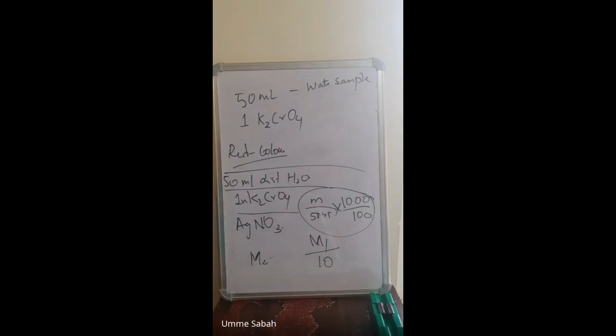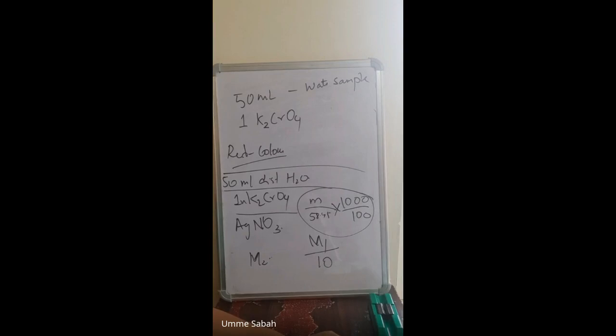Then this determination of chloride, part B. How much volume of silver nitrate have you used for the water sample? That is your V3. And volume of silver nitrate used for blank is your V4. Whatever concurrent values you get, you have to take those values there. V3 and V4 for water sample and distilled water.